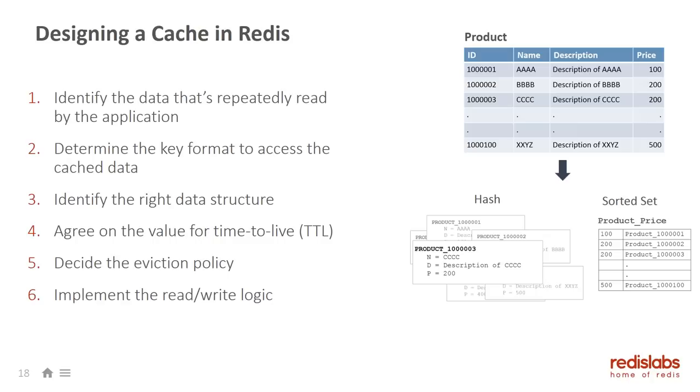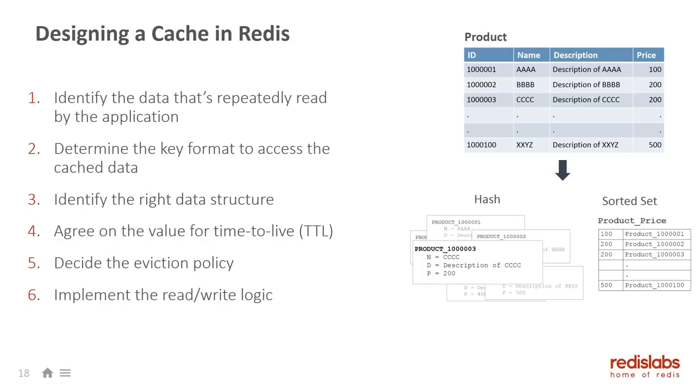You can see in this example here, I have a table for products, and if I have to access the data for one of the products based on ID, say 1,000,003, I use the key which appends the product ID to product. I have product underscore 1003 in the hash data structure here. You can use underscore, or colon is again a popular delimiter. You can use any delimiter. So the idea here is you have to identify the key format to access the cache data. You have to access the data quickly.